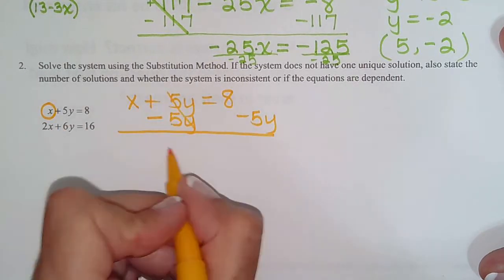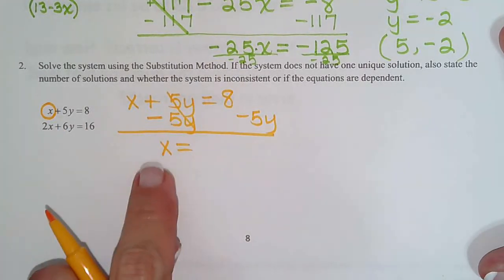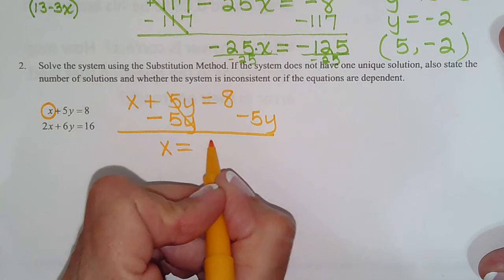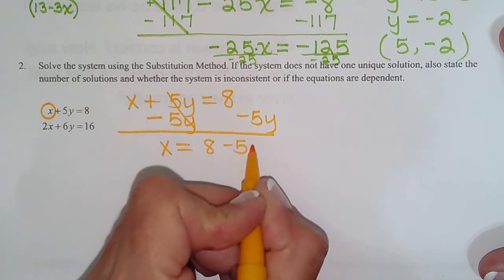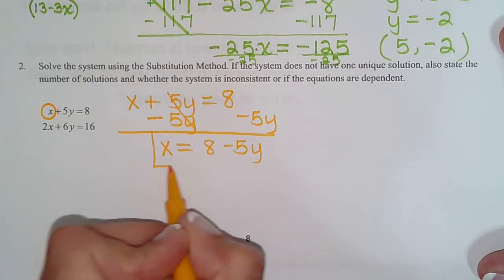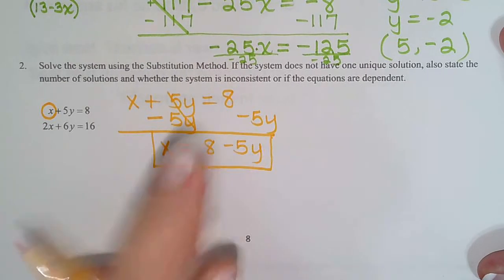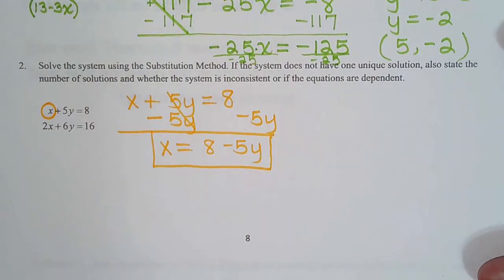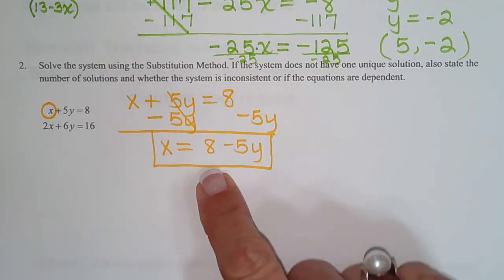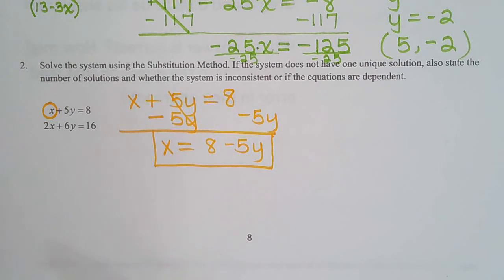So look what I have. My variable with a 1 in front is now all alone. And notice I did not put that 5y under the 8. They can't be added or subtracted because they're not like terms. And we box it, because remember, we come back to that on the last step.